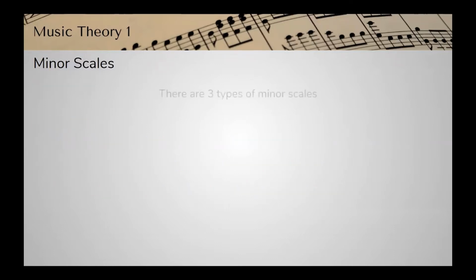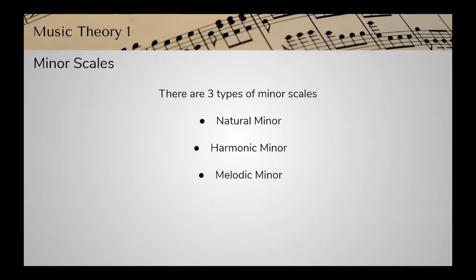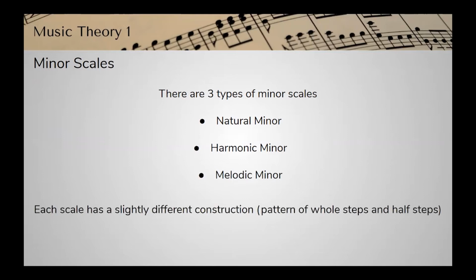Okay, so there are three types of minor scales. There's natural minor, harmonic minor, and melodic minor. And we're going to talk about the unique construction for each of those. And so by construction, I just mean they each have a slightly different pattern of whole steps and half steps.